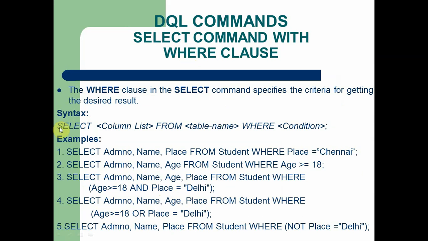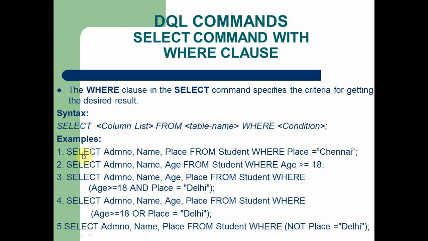In this example, see in the syntax: select, type the column list if you want to view particular columns from the table, or type asterisk, then use the from keyword and then type the table name. After that, type the where keyword. This is called the where clause, and then type the condition. In the example, you can see many where clauses are used. We will see them one by one.